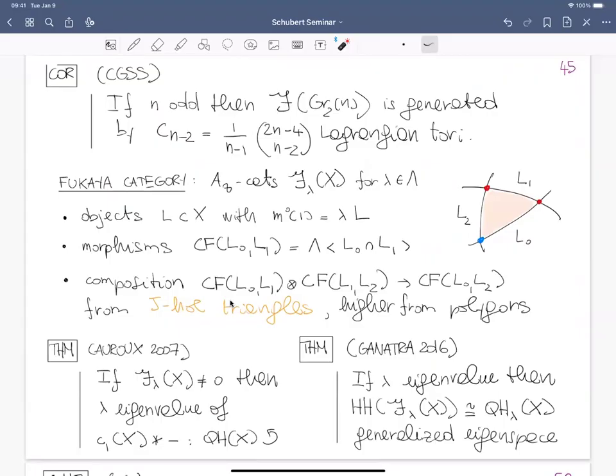We have this corollary of our theorem: if n is odd, then the Fukaya category of the Grassmannian 2n is generated by a Catalan number of tori, and I wrote which number here. So let me just, in one slide, try to convey what the Fukaya category is, and then in the next slide I'll say why this is a kind of open string Schubert calculus result.